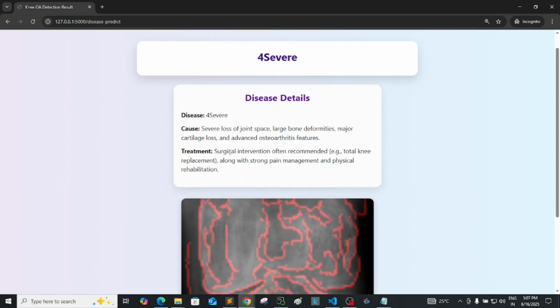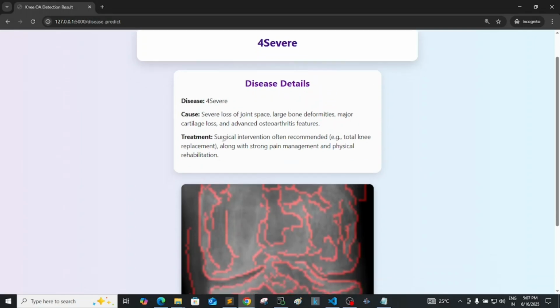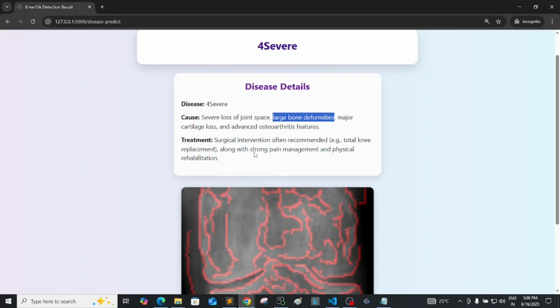And this is a severe case of knee osteoarthritis. What is the main cause? A severe loss of joint space, large bone deformities, major cartilage loss, and advanced osteoarthritis features. What is the possible treatment in this case? Surgical intervention, if recommended, for example total knee replacement, otherwise along with strong pain management and physical rehabilitation, so that can cure this problem.